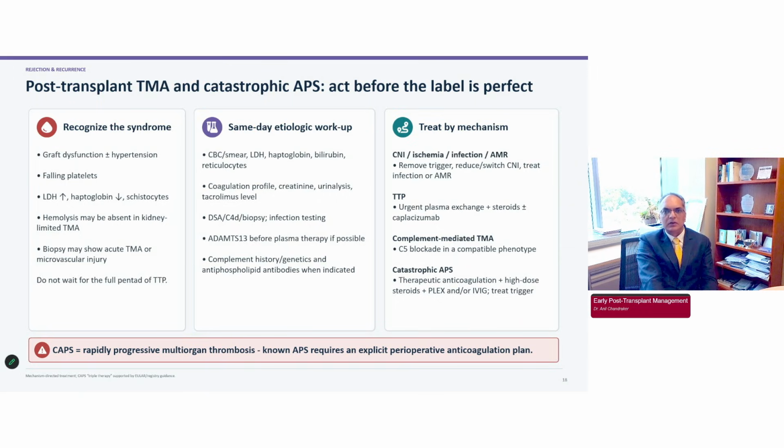Workup needs to include CBC and smear, as I said, LDH, haptoglobin, bilirubin, reticulocytes, coagulation profile, creatinine, urinalysis, tacrolimus levels, DSA, C4d, biopsy in many cases, ADAMTS13 before plasma therapy, if possible, and complement history and genetics when we're considering a genetic cause for TMA. And then remember, there are multiple potential causes of this, and you need to treat by the mechanism. Is it related to CNI? Is it TTP? Is it complement-mediated TMA? Or is it catastrophic APS?